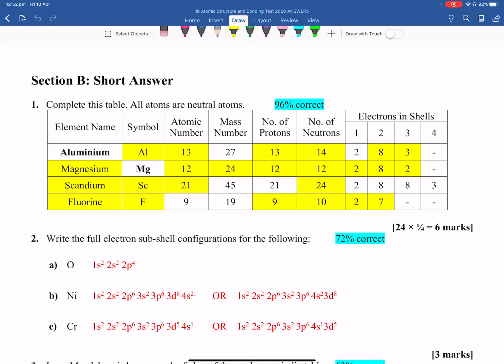Okay, girls, I'm going to go through the short answer questions now. So the first question was answered really well in general. There were just a few little errors that people made. I want you to be really careful when you write the chemical symbols.